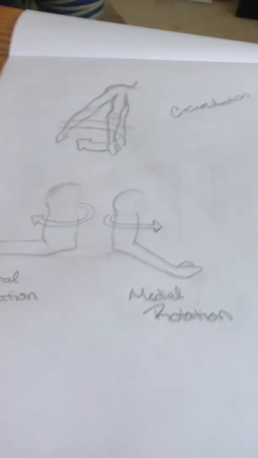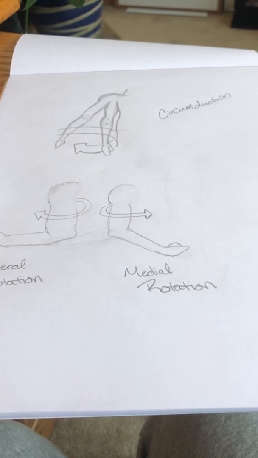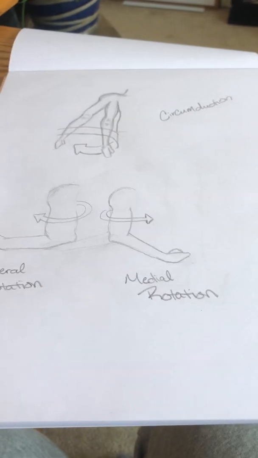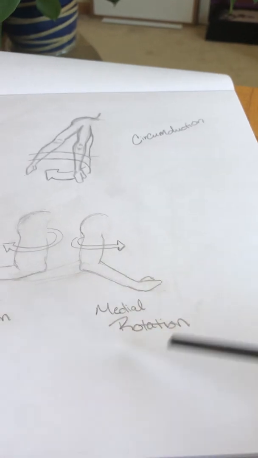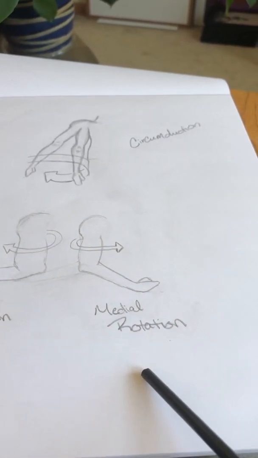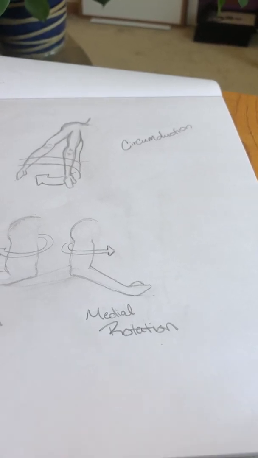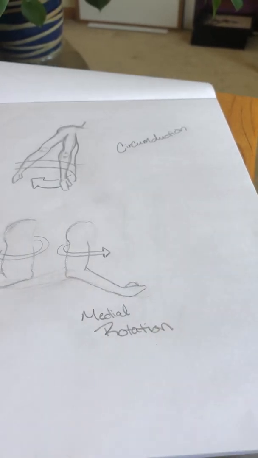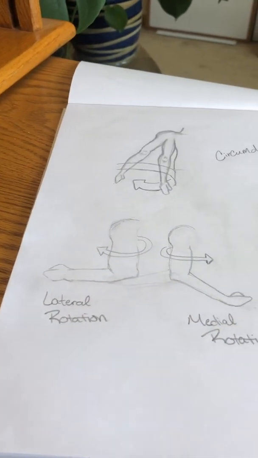Next we have rotation. Rotation is a movement in which a bone spins on the lengthwise axis. In this drawing, the elbow is at a bend, and the arm moves towards the body, putting the palm on the stomach. This is called medial rotation. Doing the exact opposite of that, moving the palm away from the body, is lateral rotation.